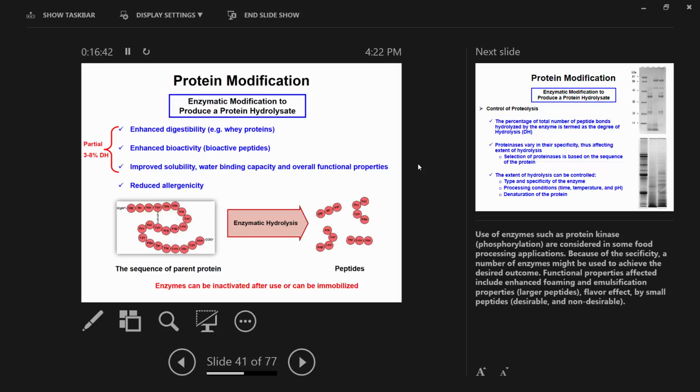Hydrolysis also may result in reduced allergenicity, but if somebody is really allergic, reduced allergenicity means nothing to them. It has to be really hypoallergenic for them to be able to consume it. And in order to have a hypoallergenic product, you need a degree of hydrolysis greater than 40%.